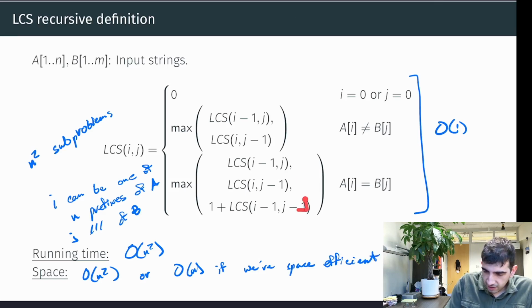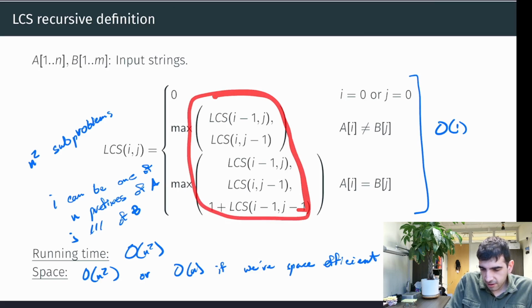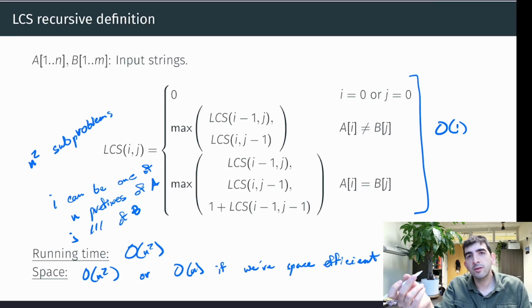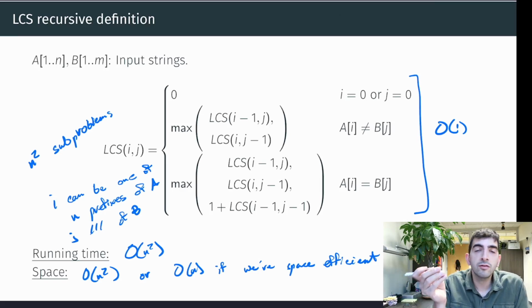what we see right here, this recurrence only looks at the previous row, or it only looks at the previous column, right? So again, as we stated with the edit distance problem, we only need to store two of the rows, or two of the columns, whatever is smaller, in order to calculate what the longest common subsequence is.